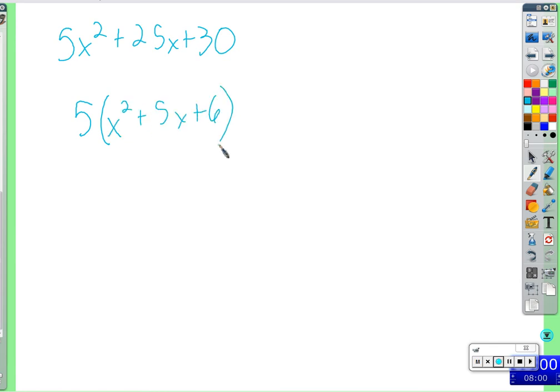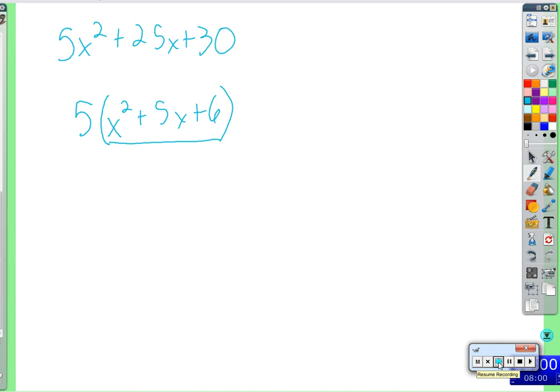We factor out that 5. We distribute that 5 back in, we get exactly what we started with. And now you have this guy right here that you can factor like normal, like we did with the previous one. Exactly the same. So just wanted to put that out there. Okay, so we got the common factor of 5.